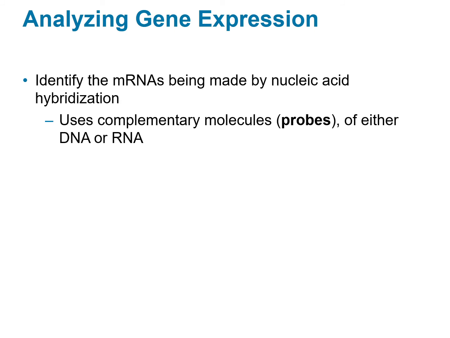And you can identify these messenger RNAs by a method called nucleic acid hybridization. So messenger RNA is a nucleic acid, and you can use complementary molecules called probes, and they could be labeled with something that would serve as a method of detection. So it could be something that generates light, that could be fluorescent. These complementary molecules can be DNA or RNA. Remember, complementary molecules only need to recognize and bind their complementary sequences by hydrogen bonding.